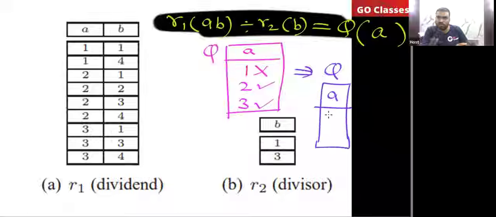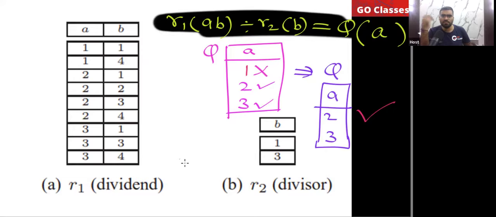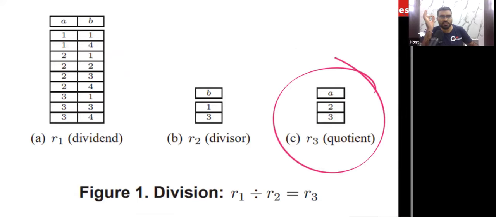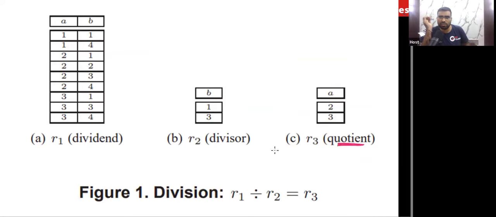That will be 2, comma 3. This is your answer. Is this clear? Please tell me. This is the answer. Is this understood? Anyone has any doubt in this? So your answer will be this. And this answer, we call it quotient.